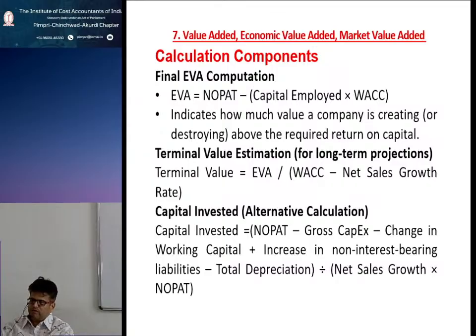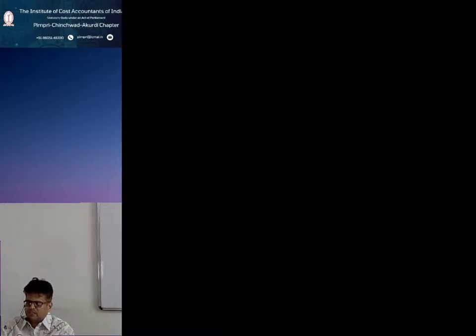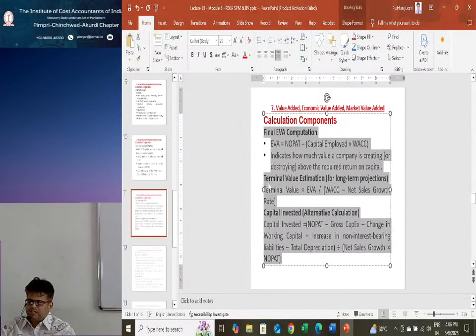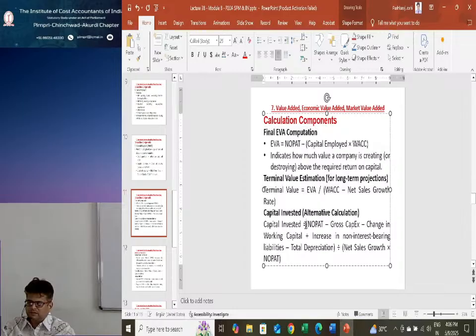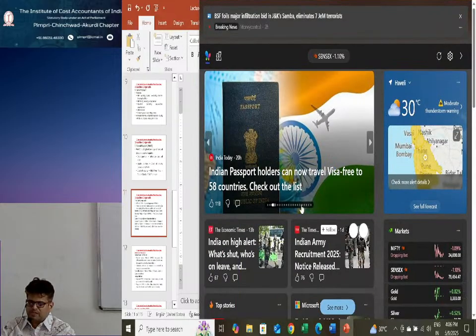The terminal value estimation for long-term projections is: terminal value is equal to EVA divided by WACC minus net sales growth rate. And capital invested, which is the alternative calculation, is equal to NOPAT minus gross capex minus change in working capital plus increase in non-interest bearing liabilities minus total depreciation.